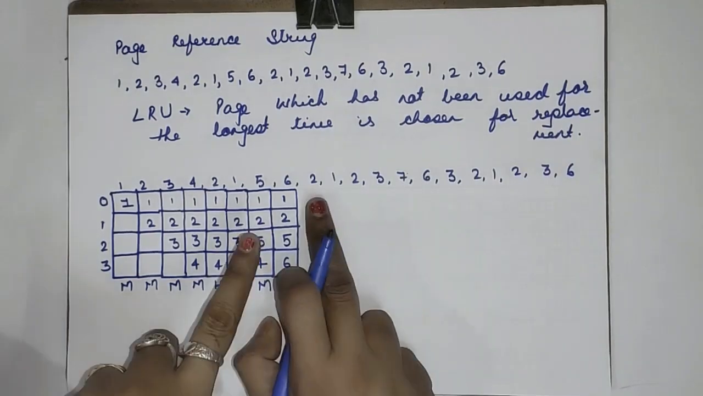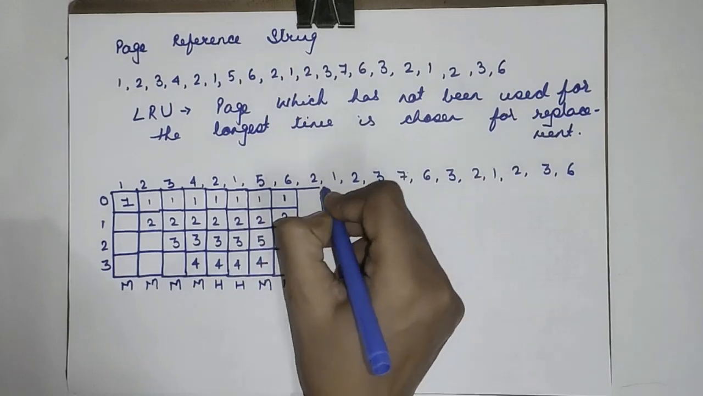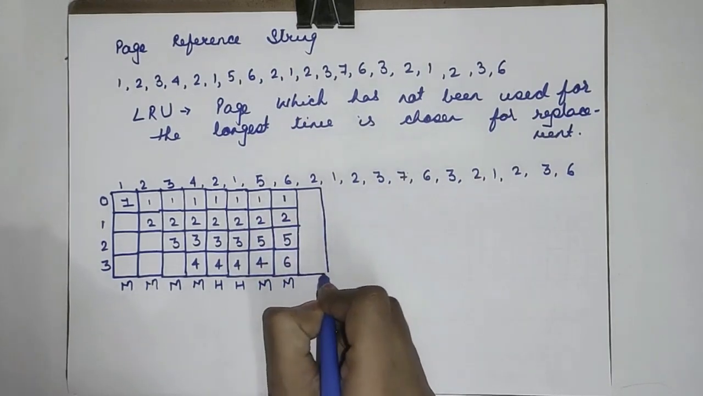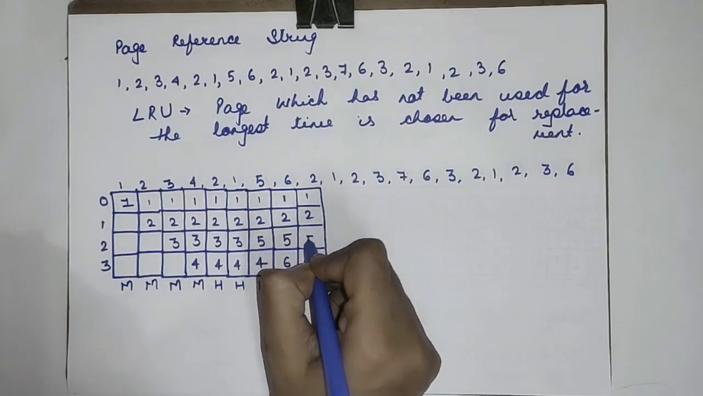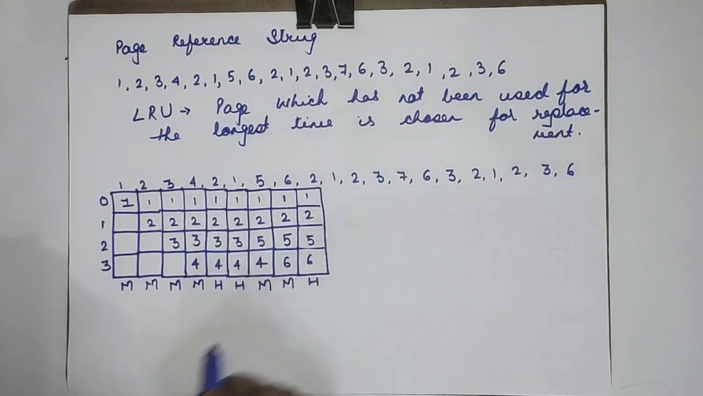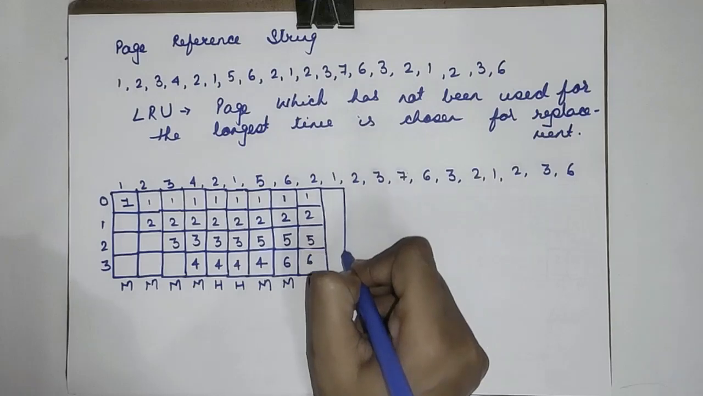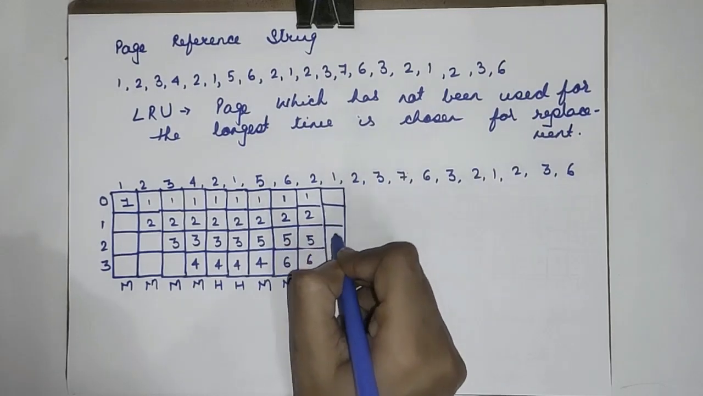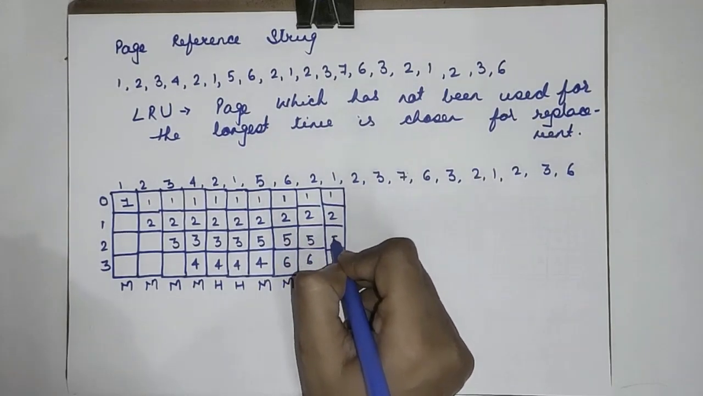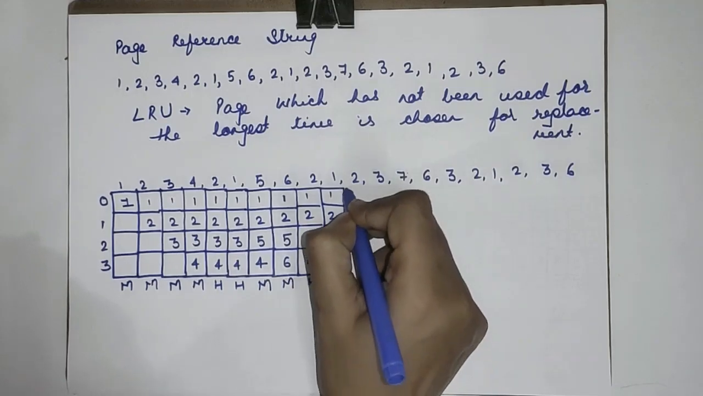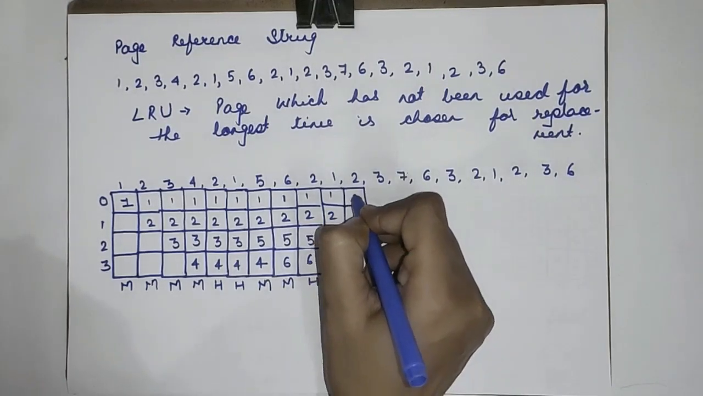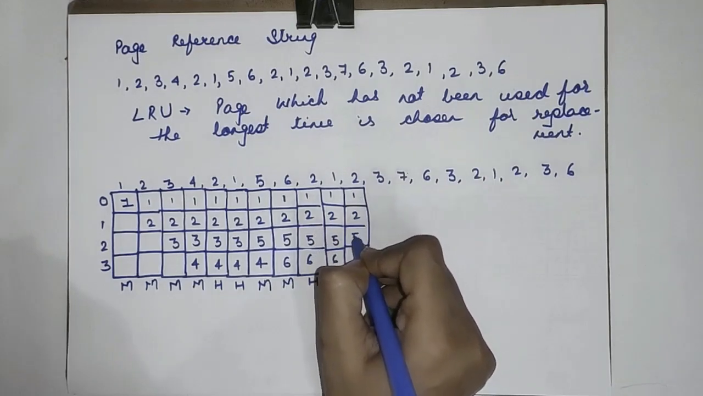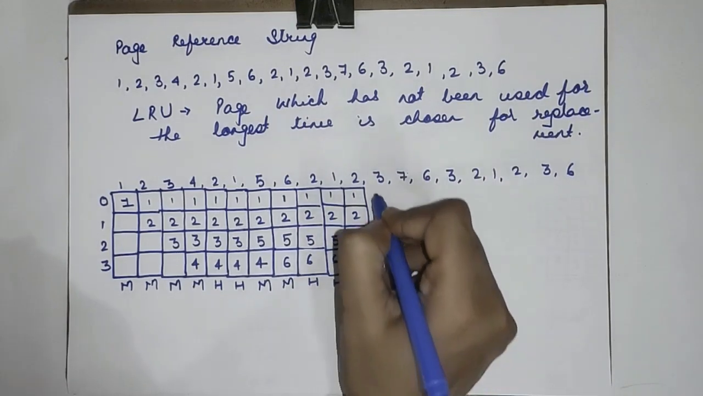Next you need 2. We can see 2 is already present in memory, so there is no confusion. You will just copy it as it is, and you got a page hit. Then you need 1. 1 is also present in memory. So 1, 2, 5 and 6. You got a page hit. Next you require 2 again. So you will do 1, 2, 5 and 6, and again you got a page hit.